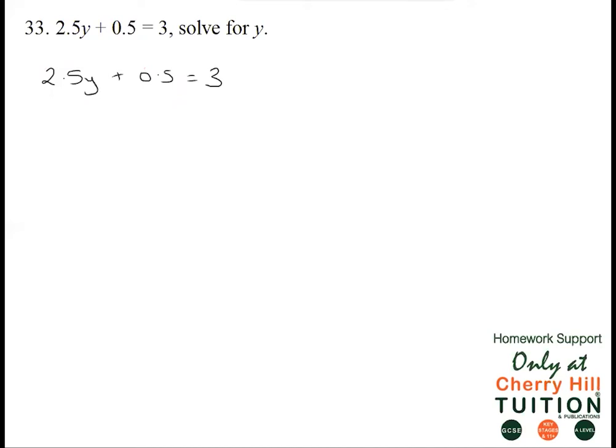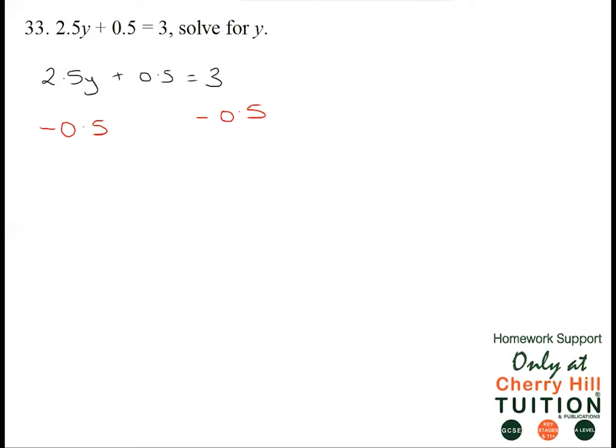So let's start with the plus 0.5. In order to eliminate plus 0.5, we need to do the opposite, which is minus 0.5. So we minus 0.5 on both sides.